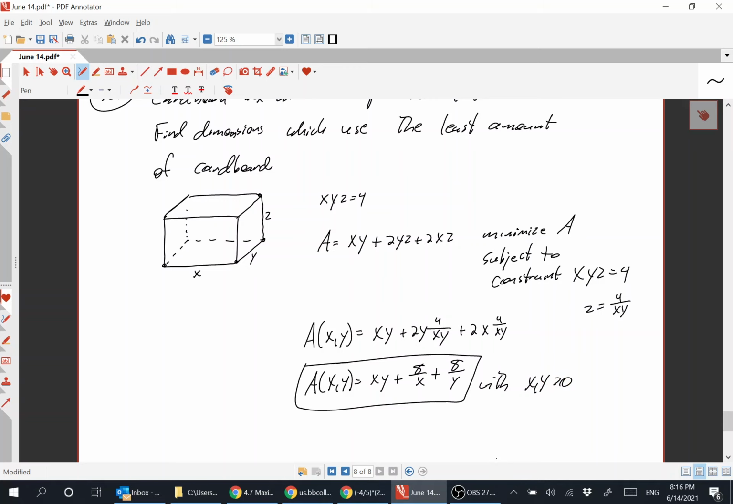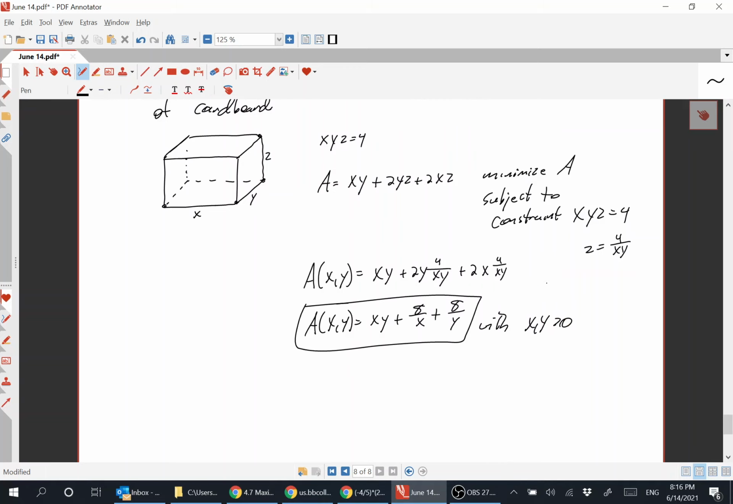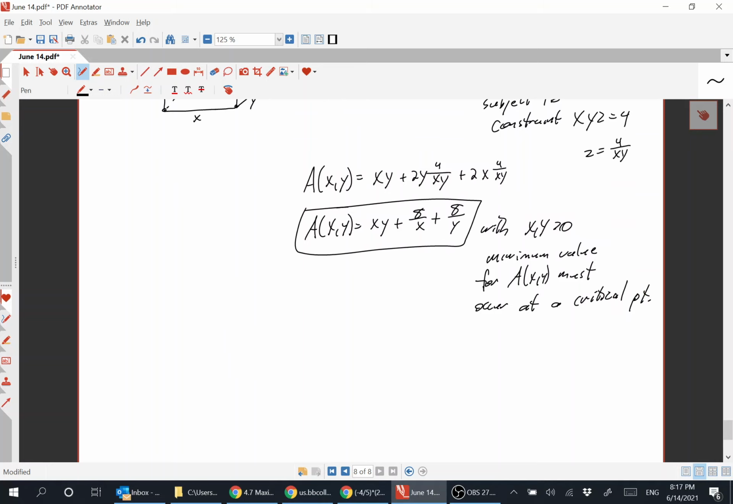So other than x and y being bigger than or equal to 0, the minimum must occur at the critical points. At one of the critical points, if there's going to be more than one. Typically these things only have one. So the minimum value for A(x, y) must occur at a critical point, of which probably there's only one, but we'll find out.